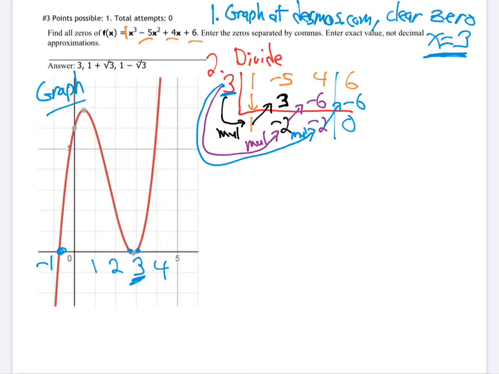0. We were reading that graph correctly. That's exactly a 0 because it goes in with 0 remainder. It goes in perfectly, which means it's a 0. 0 remainder means it's a 0.